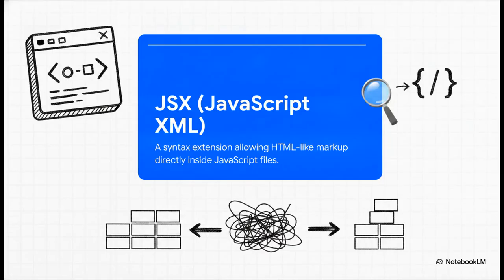Now you might be wondering, why on earth are we writing HTML inside a JavaScript function? Well, that is JSX, or JavaScript XML. Under the hood, React uses standard JavaScript to build the UI, but trying to write complex, nested UI structures that way gets incredibly messy very fast. JSX solves this beautifully by letting you write visually intuitive, HTML-like markup directly inside your logic files. It makes your entire codebase drastically easier to read and maintain.